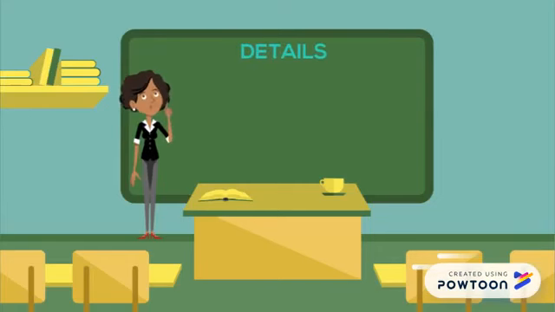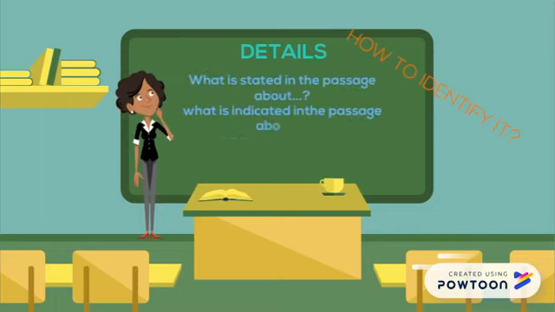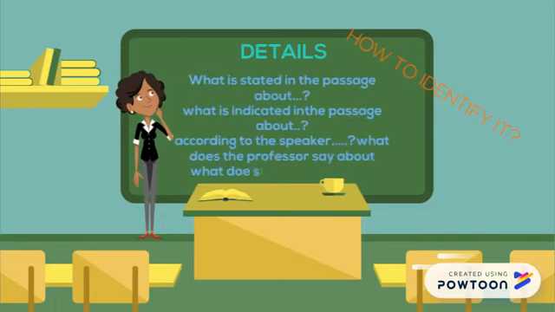To continue with this overview, our next type of question is detail, which asks you about the specific pieces of information that are stated in the passages. Some questions would be like, what is stated in the passage about? What is indicated in the passage about? According to the speaker, what does the professor say about? And why does the man suggest?